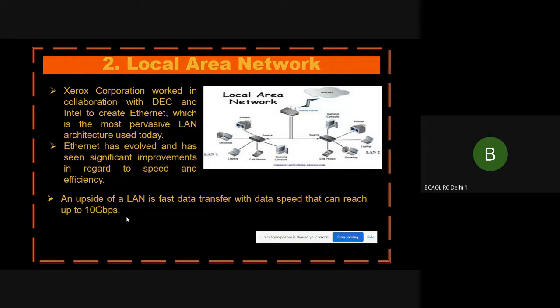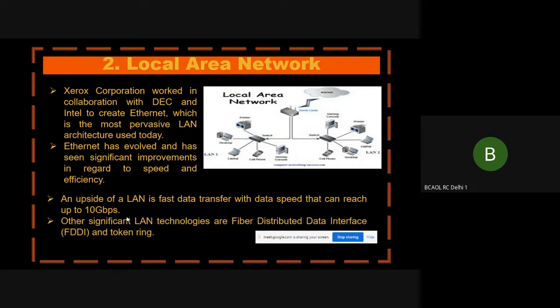Can you understand? It's in a limited area. So it's a fast data transfer, because if it is in a building or something, there is no problem in transferring the data. It will be faster. So that is local area network. Other significant LAN technologies are fiber distributed data interface, FDDI, and token ring, but we are not talking about that.